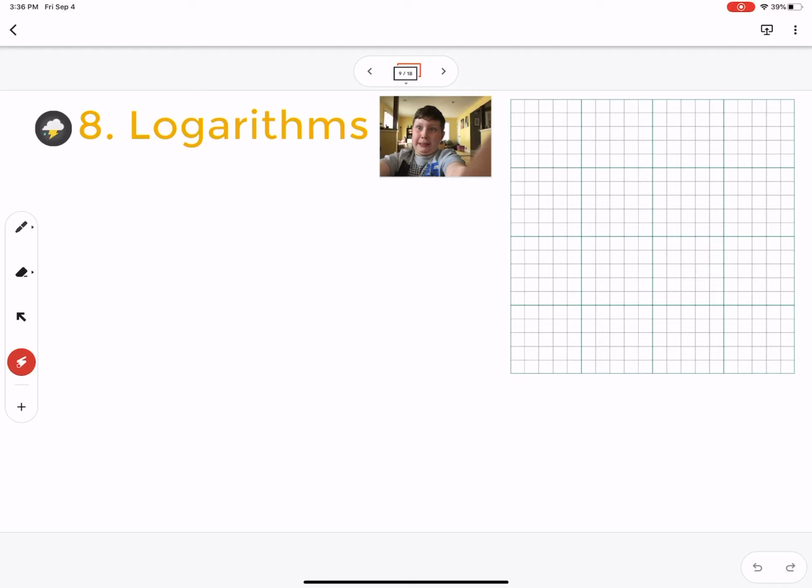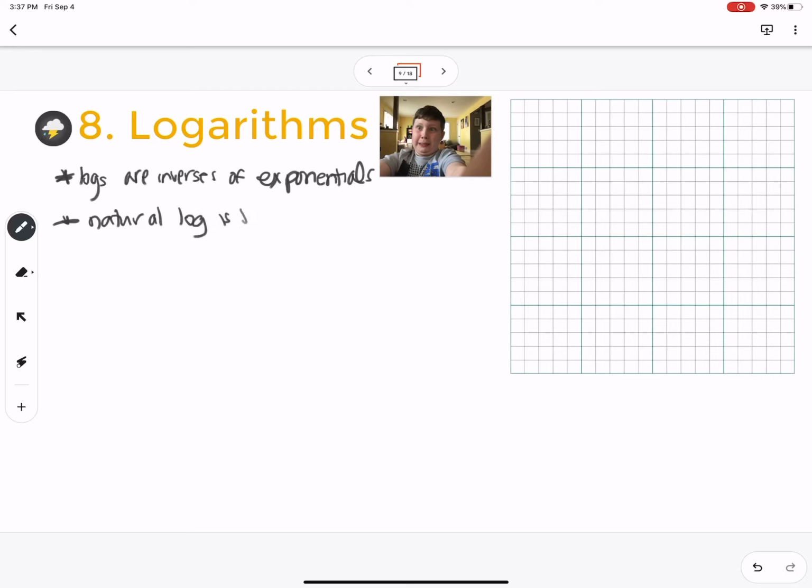Logarithms! Everybody hates logarithms, so I put a silly picture of Owen looking terrified. The biggest thing for you guys to remember about logarithms is that exponential functions and logarithmic functions are inverses. So logs are inverses of exponentials. If you think back to Algebra 2, when you first found inverses, the very first step to finding an inverse is just switching x's and y's. So that's what we're going to be thinking about.